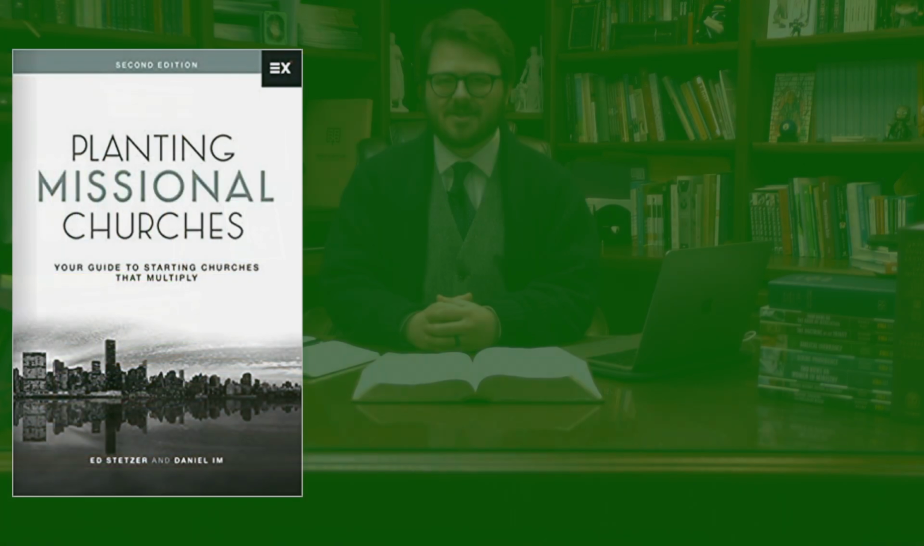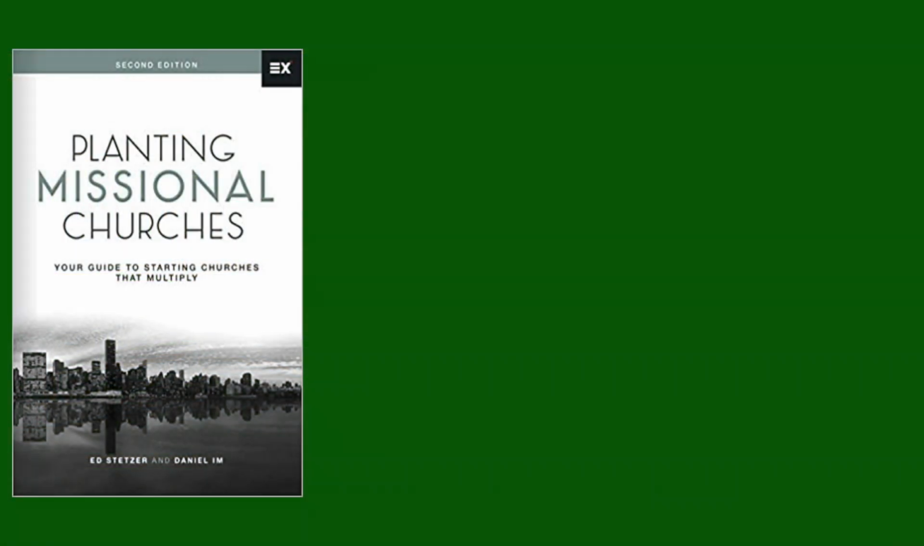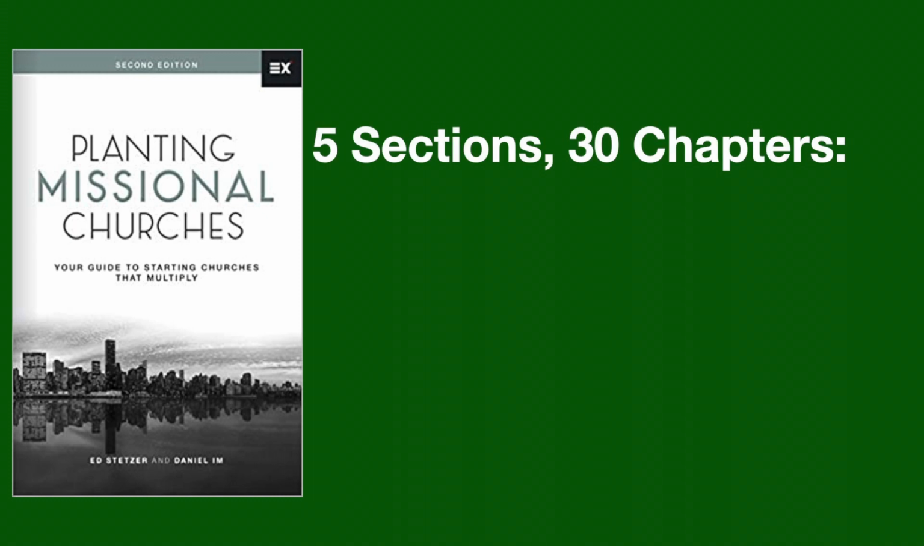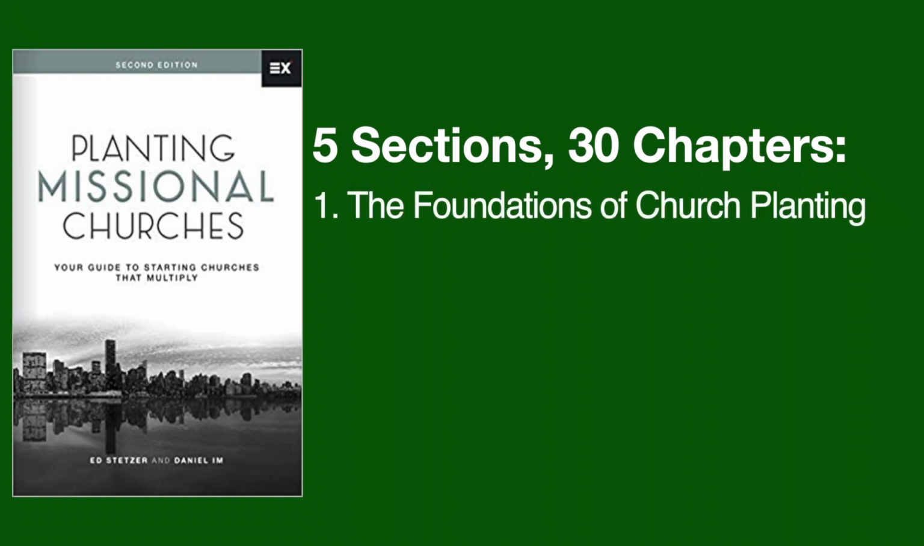Let's look at the text, Planting Missional Churches. The book is divided into 5 sections with 30 chapters. Rather than looking at all 30 chapters, we will be covering the broad strokes of each of the sections. The foundations of church planting.